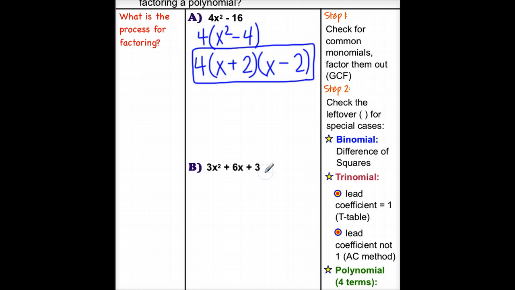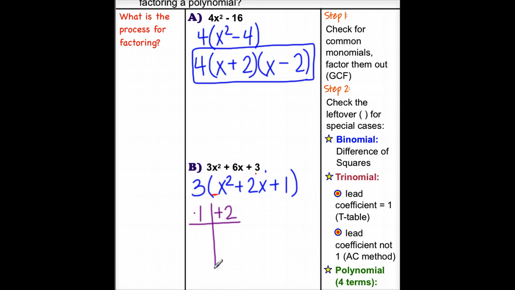Moving on to the next example, we have 3x squared plus 6x plus 3. The first thing I see is that I can divide out a 3, which leaves me with x squared plus 2x plus 1. Now that I've factored out that 3, my coefficient of my x squared term, or my a term, is 1. Therefore, I'm going to use a t-table. My t-table needs to multiply to 1 and add to 2.